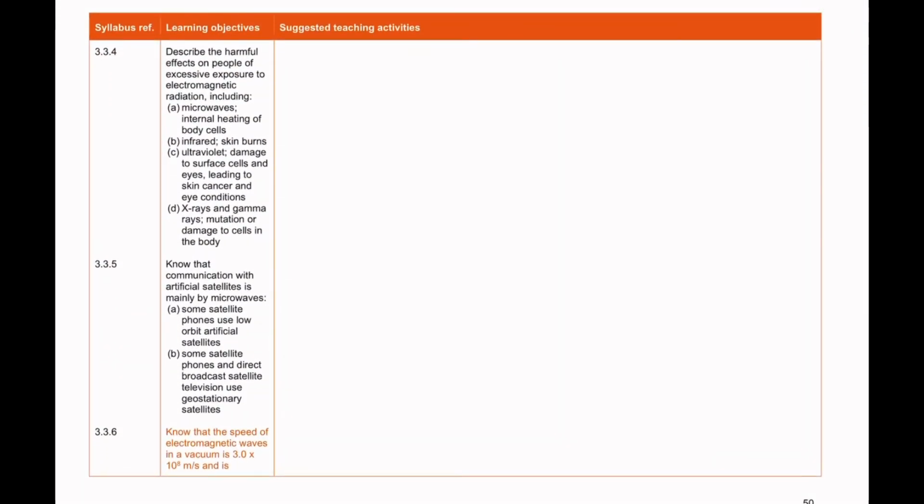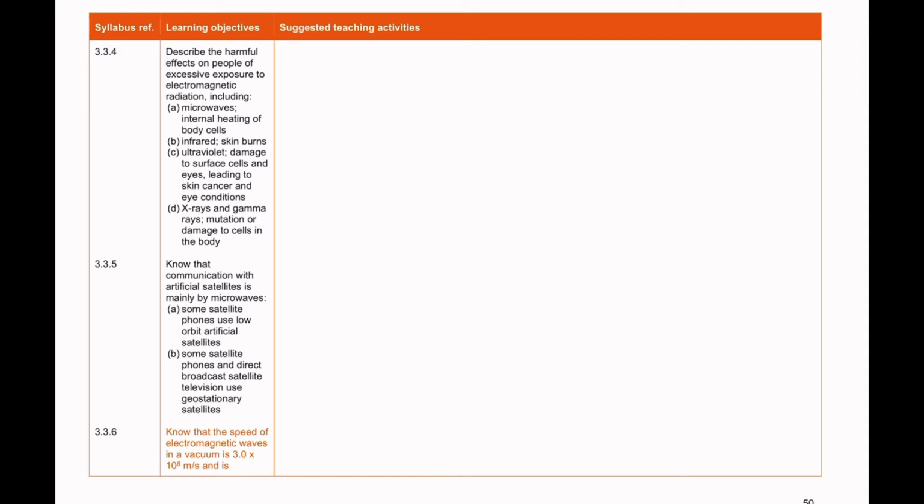Describe the harmful effects on people of excessive exposure to electromagnetic radiation, including: microwaves, internal heating of body cells; infrared, skin burns; ultraviolet, damage to surface cells and eyes leading to skin cancer and eye conditions; X-rays and gamma rays, mutation or damage to cells in the body.